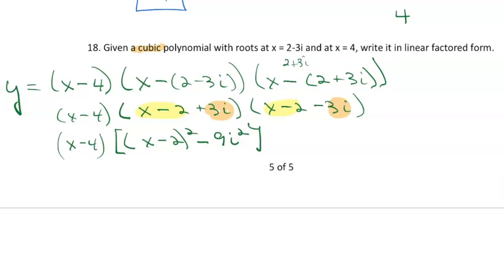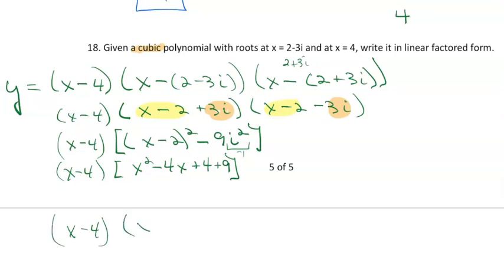I'm going to FOIL the x minus 2, and I'm going to get x squared minus 4x plus 4. Do not mess that up. This is a negative 1. That's going to flip that sign. I'm going to go to the next page. Continuing on, I have x minus 4 here, and then this is going to be x squared minus 4x plus 13.